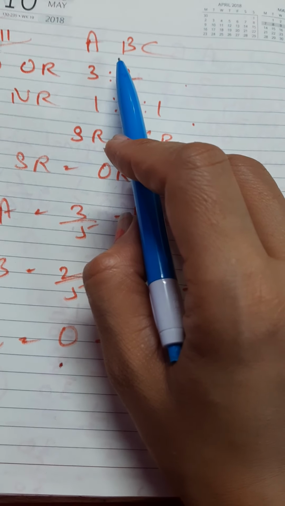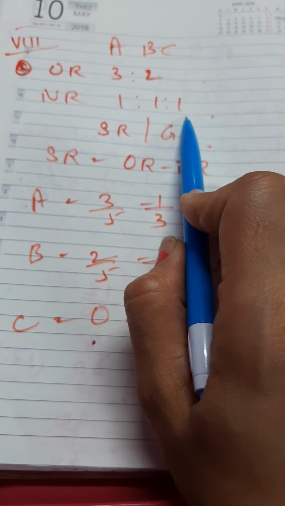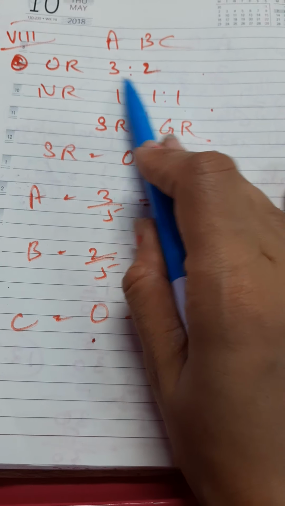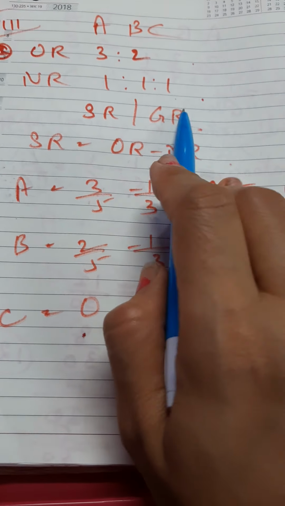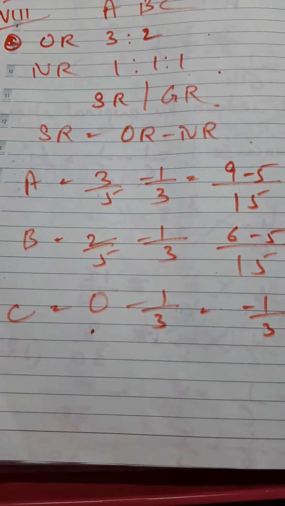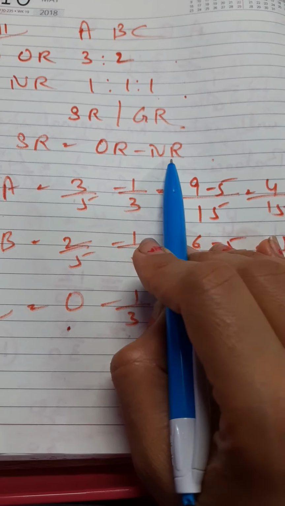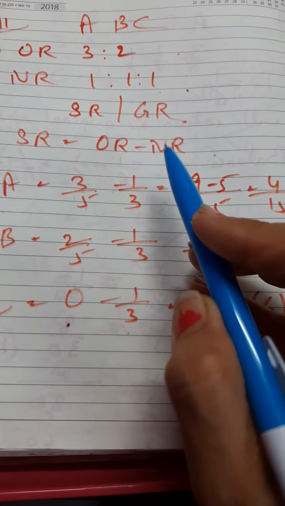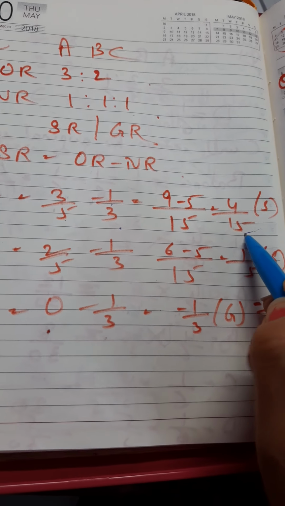Now comes the last method. This is a very easy method which we have already done in change in profit sharing ratio. The old ratio is given, the new ratio is given. Mind it, students, the old ratio is between A and B, and the new ratio is between A, B and C. So we need to calculate the sacrificing and gaining ratio. If you remember, what is the formula for sacrificing ratio? Old minus new ratio. So A's old ratio is 3 by 5 minus 1 by 3. So 4 by 15 is sacrificing.